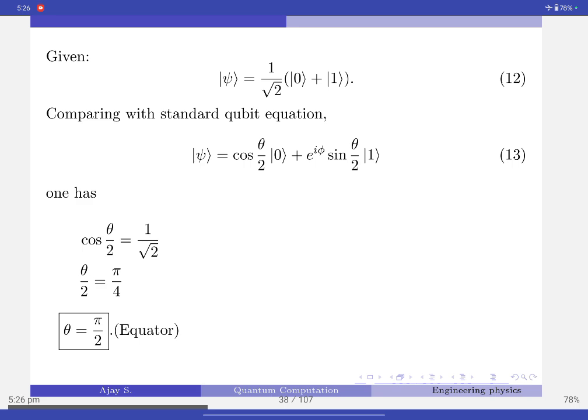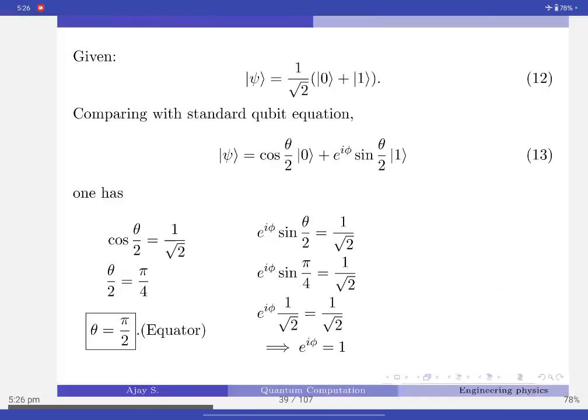So which implies we know that cos x is equal to 1 by root 2 when x is equal to pi by 4. So from which we get theta by 2 is equal to pi by 4, or theta is equal to pi by 2, which is 90 degrees. It means it is located in the equator.